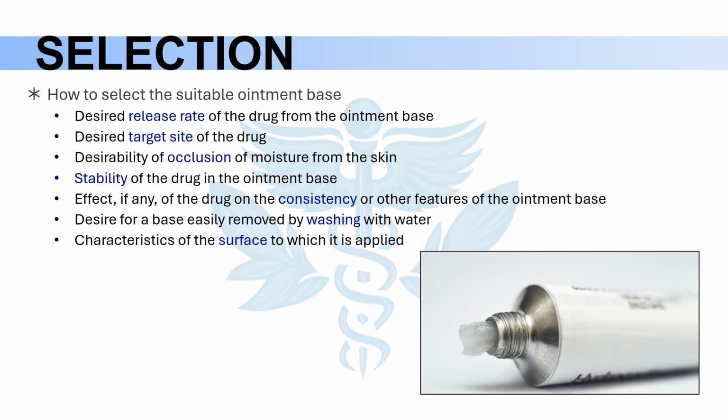For example, when we were talking about liquid paraffin, we used it as a softening agent, and hard paraffin, we used it as a stiffening agent. Desire for a base easily removed by washing with water. As we saw in the comparison, water-removable and water-soluble ointment bases are easily washed with water. And finally, characteristics of the surface to which it is applied, which is the characteristics of the skin, whether we are applying the ointment to healthy skin or to abnormal skin like dry skin. And that will be all for this video.